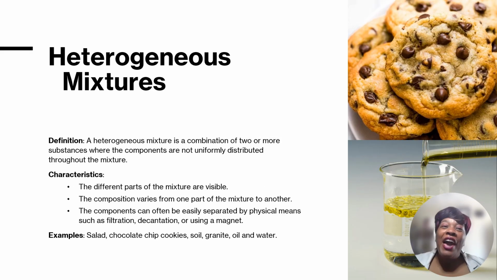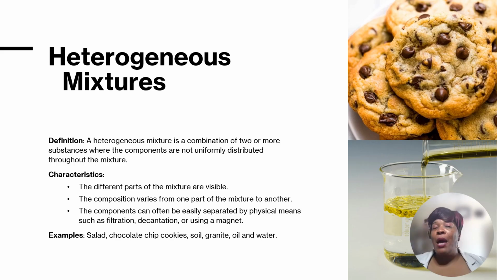Next term, heterogeneous mixture. A heterogeneous mixture is defined as a combination of two or more substances where the components are not uniformly distributed throughout the mixture. So in other words, the different parts of the mixture are visible. The composition varies from one part of the mixture to another. The components can often be easily separated by physical means such as filtration, decantation, or using a magnet.